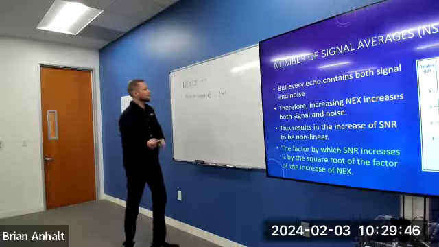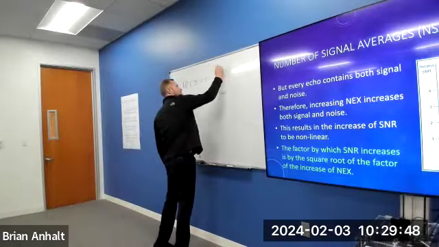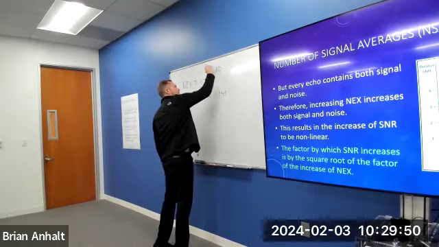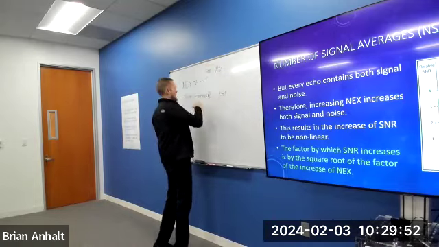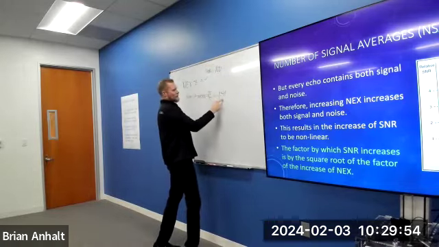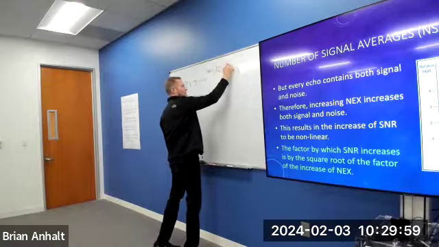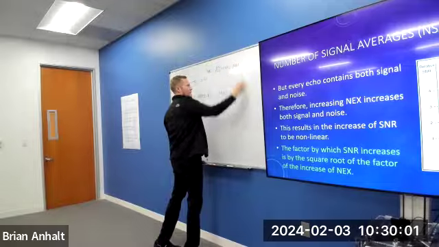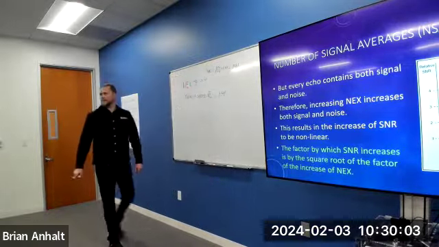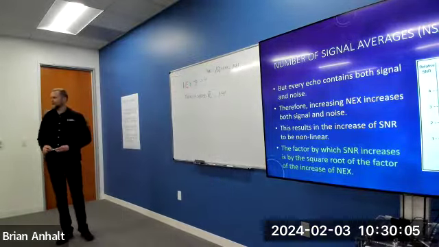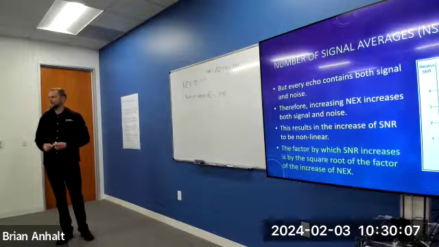So if my original SNR was 100, and I increase my NEX, I just multiply this number by 100 to give me 141, right? So my signal went up from 100 to 141 by doubling my NEX.